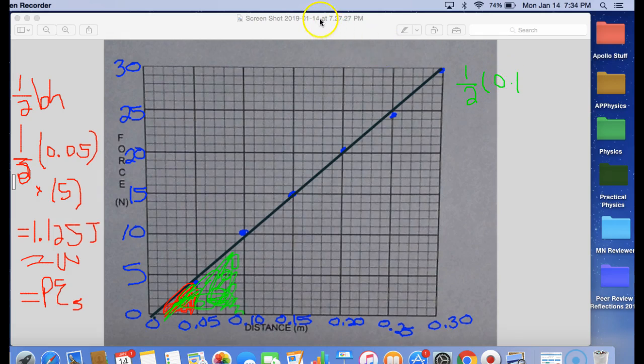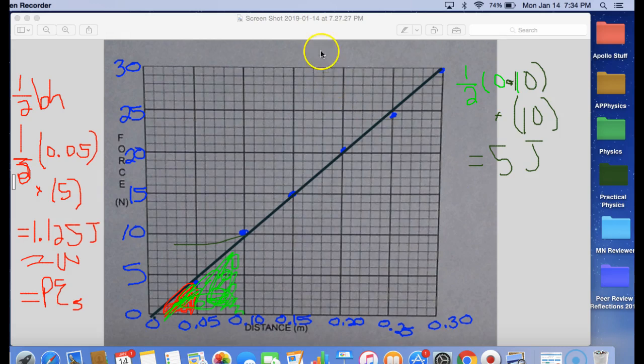meter. Let me change color. That's not going to show up very well there. 0.1. And then we're going to multiply that by the height, which should be the 10. So multiply that by 10. So 1/2 of 0.1 is 0.05, and we're multiplying that by 10, so we get 5. And again, the unit is joules, and that equals the work, which is the same as the potential energy due to the elastic or the spring.